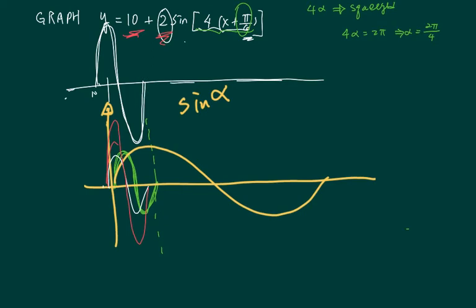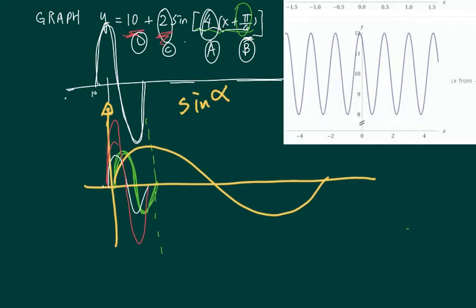So you take a look at this 4 to squish it, and then you take a look at this to move, and then next to 2 is pretty easy. C and D are pretty easy. It's up and down and magnitude. All right, let's take a look at the computer-generated graph. Here's the computer-generated graph.